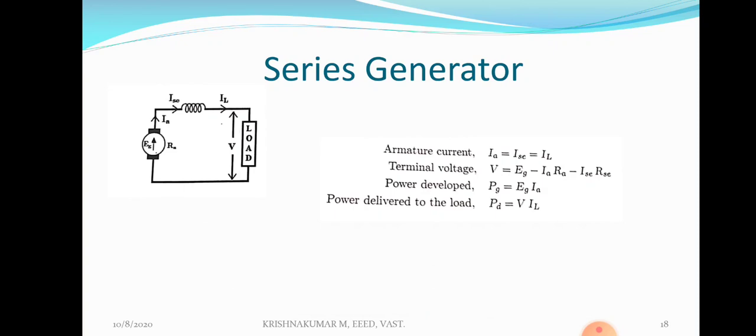Here, in the case of a shunt generator, first of all, we have to build up the voltage. After that, we can give the load across the generator. But in this case, in order to build up the voltage in a series generator, first of all, it is necessary to connect the load in series with the generator. Then only the voltage can develop.